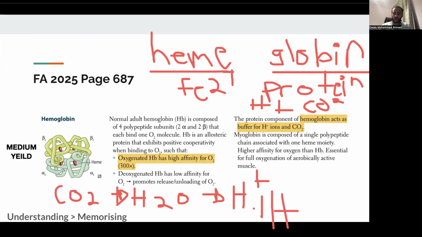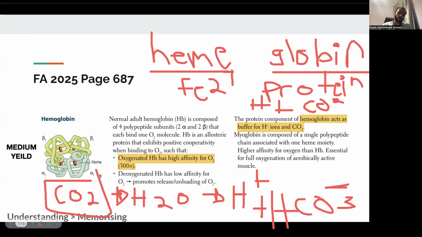Now I'm going to ask you guys a question if you're watching this clip. Let's say you have a lot of CO2 entering the cell. Where would the equilibrium shift? Would it shift right or shift left? Yes, to balance out, it will shift right. So we're going to have an increased amount of H plus. That's how it acts as a buffer.